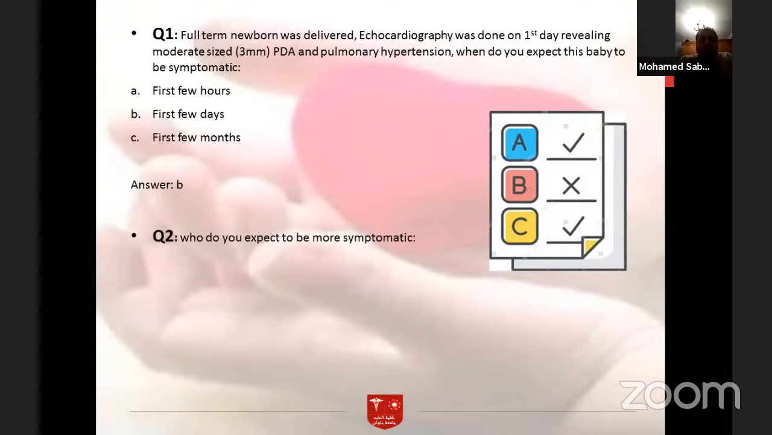Who do we expect to be more symptomatic if we have the same size of PDA in patients of different weights? So a 4 millimeter PDA is quite different when we talk about a 3 month old baby with 4 kilograms weight versus a 3 year old child with 15 kilograms of weight. I'll give the audience 2 minutes. Please choose the correct answer. Which one is more symptomatic?